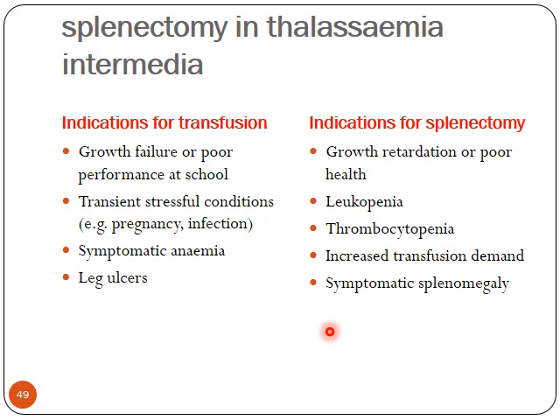What are the indications for splenectomy in a case of thalassemia intermedia? Growth failure or poor performance at school, to decrease the transfusion need, transient stressful conditions like pregnancy or infection, symptomatic anemia or leg ulcer, while growth retardation or poor health, leukopenia, thrombocytopenia, or increased transfusion demand, or symptomatic splenomegaly will also indicate splenectomy.